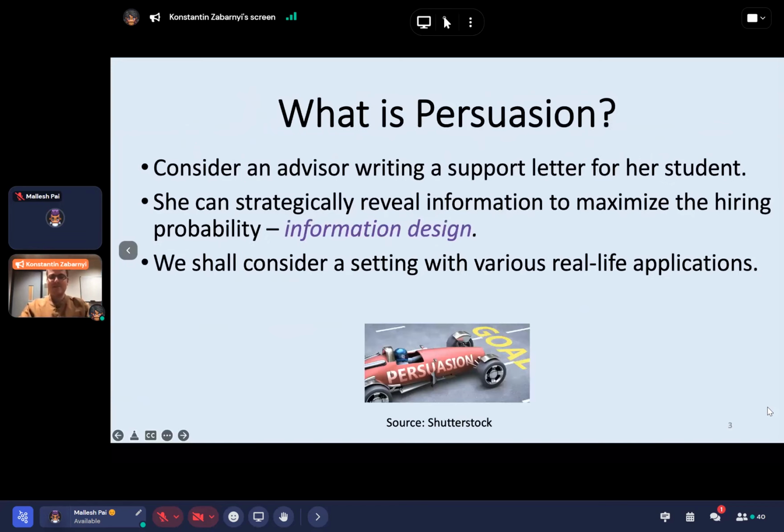So first of all, what is persuasion? Let's think of a certain advisor who tries to persuade a company to hire her student by writing a recommendation letter. In the letter, the advisor should strategically reveal information in order to maximize the probability of hiring. And this is what we call information design. In a few minutes, we'll define a formal mathematical setting which captures these applications and many, many more.